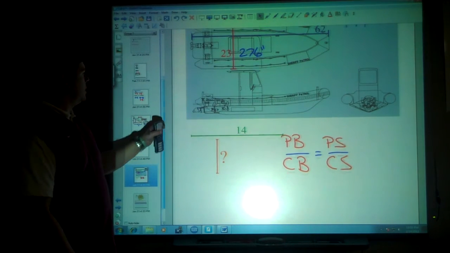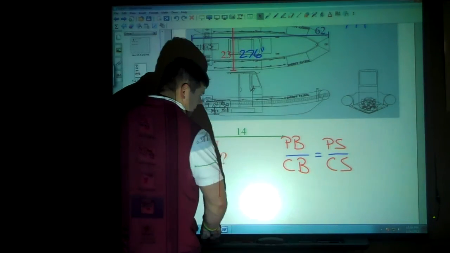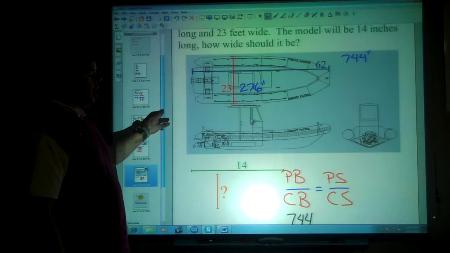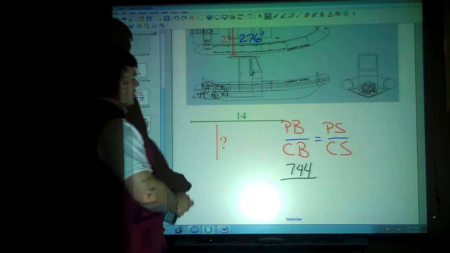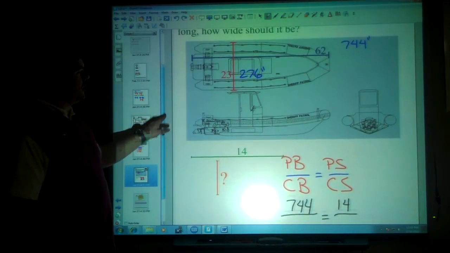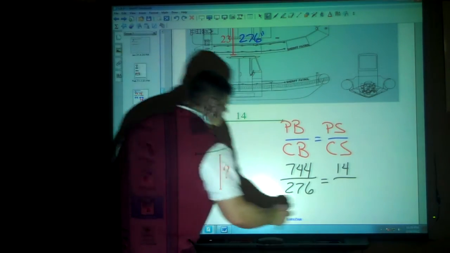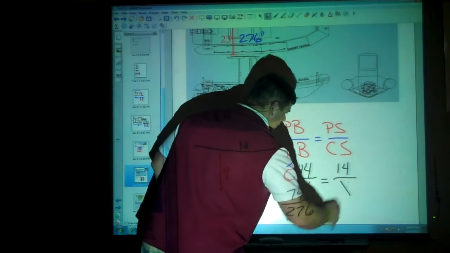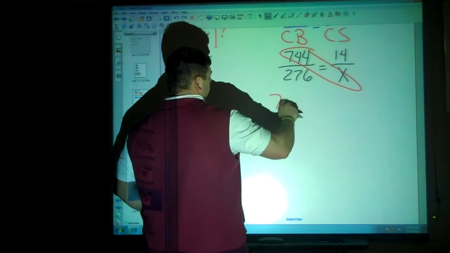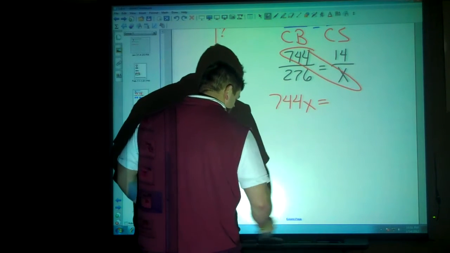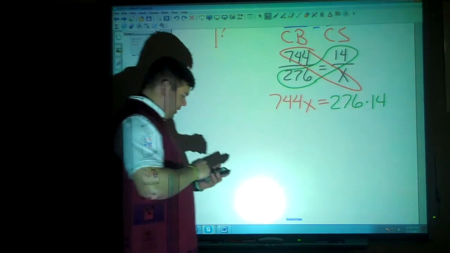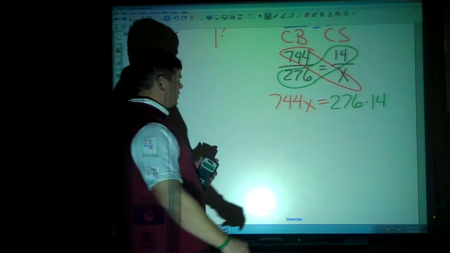So we have a part on the big that's 744. And the corresponding part on the small for 744 is 14. We have a part on the big that's 276. But we don't know the part on the small. It's unknown. And then we're set up to use our means and our extremes. So we end up with 744x equal to 276 times 14. So I multiply 276 times 14, and I get 3864.